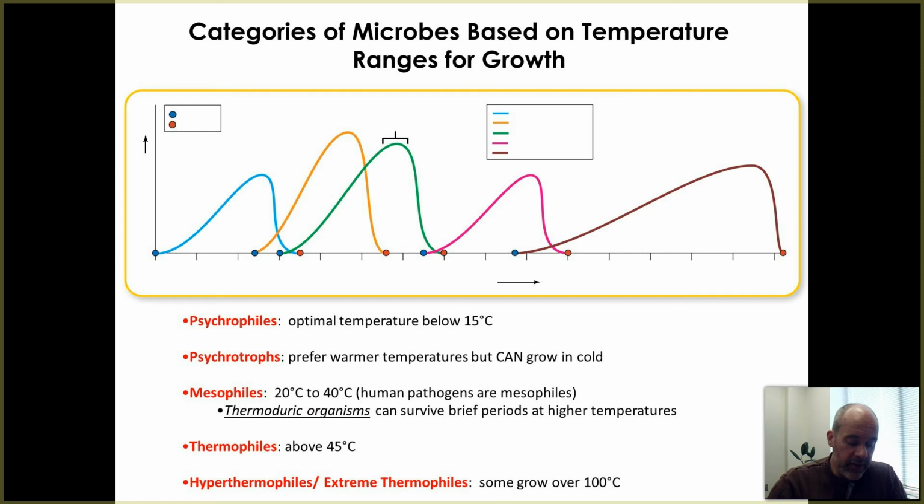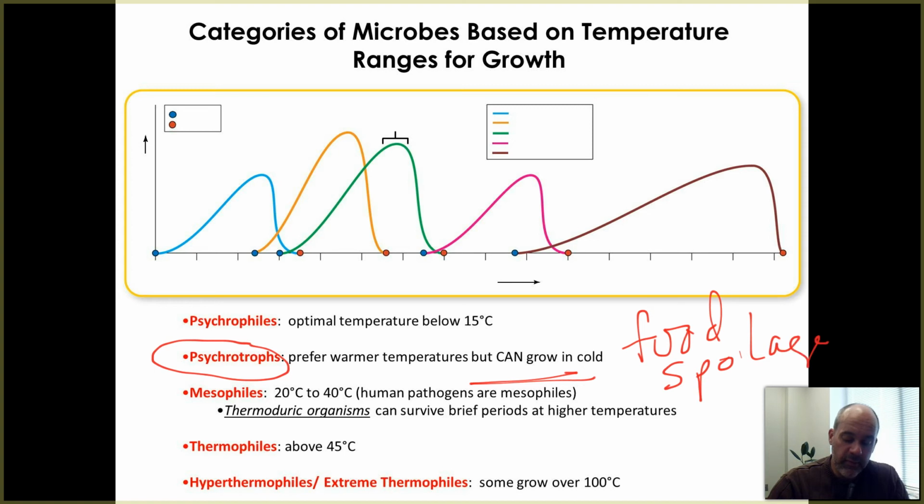Another group I want to point out to you, psychrotrophs. So not a psychrophile, but a psychrotroph. These are organisms that prefer warmer temperatures, like human body temperatures, but they can still grow in the cold. These can be a problem with food spoilage. And unfortunately, there are a couple of pathogens that fall into that category as well.